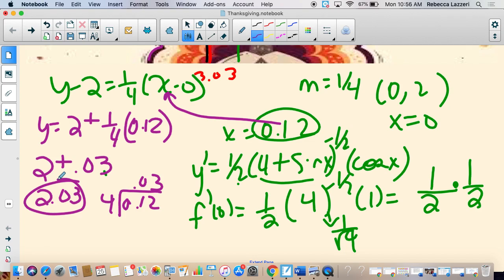Today I just forgot to put the negative 1/2. I literally got everything right, even the slope, and for some reason I decided to divide 0.12 by 2 instead of 4, so I did 0.06. And I don't know why.